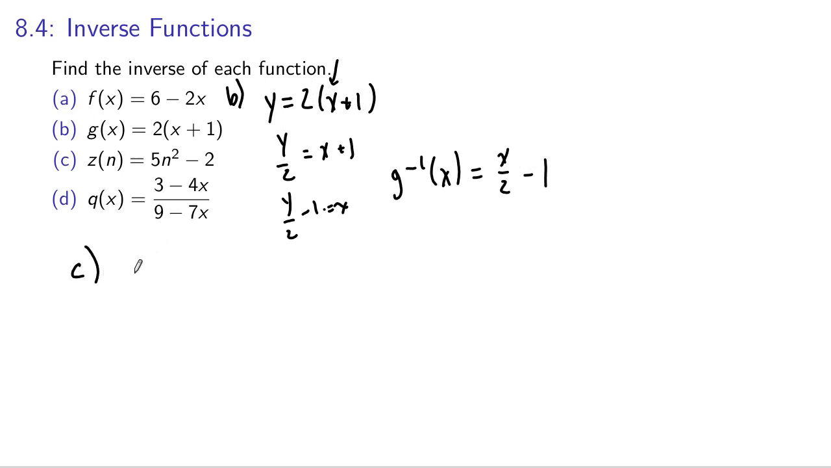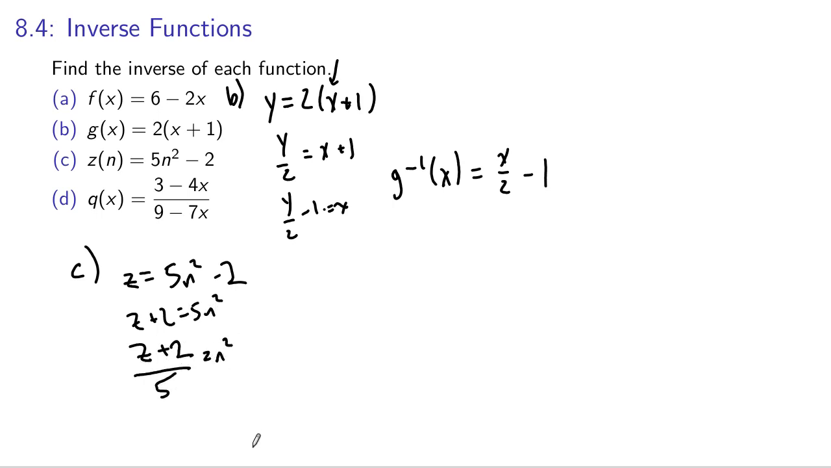So part C, z of n, let's give that a name. We'll just call it z this time. So we'll solve for the input n. So add 2, it's 5n squared, divide by 5, is n squared. Take the square root.